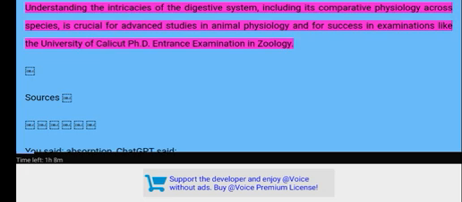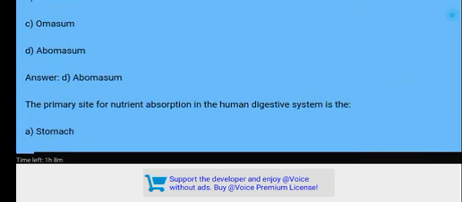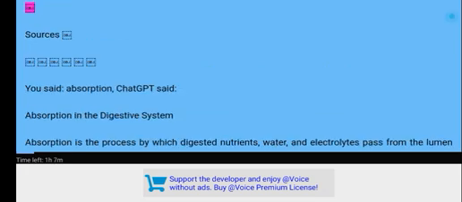Understanding the intricacies of the digestive system, including its comparative physiology across species, is crucial for advanced studies in animal physiology and for success in examinations like the University of Calicut PhD entrance examination in zoology.